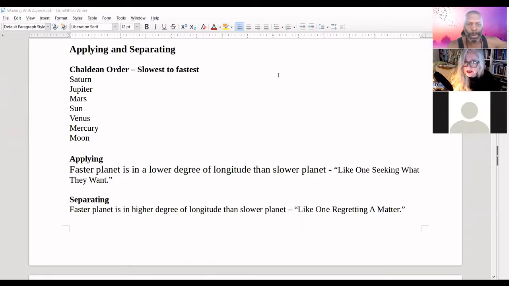Sun at 29 applying to Saturn at 1 Virgo. I don't deal with the out of sign, so I wouldn't. I mean, this is so close that maybe, but generally I don't.